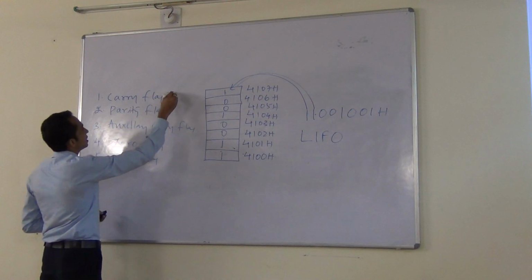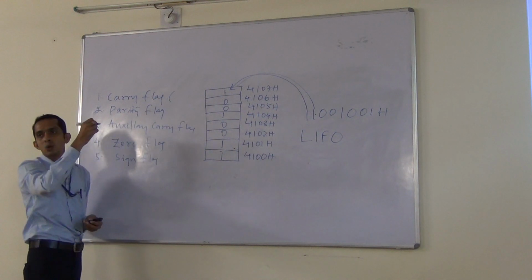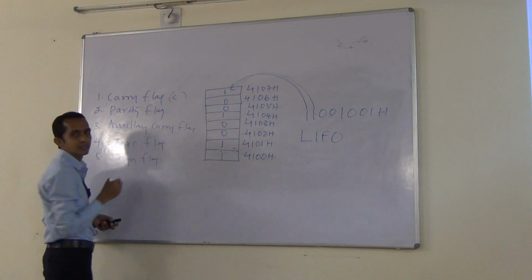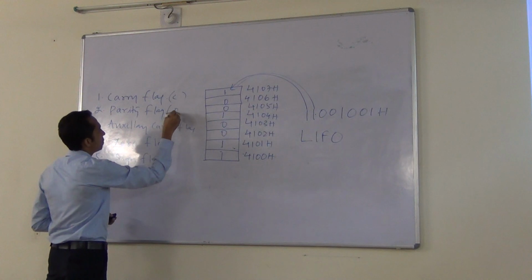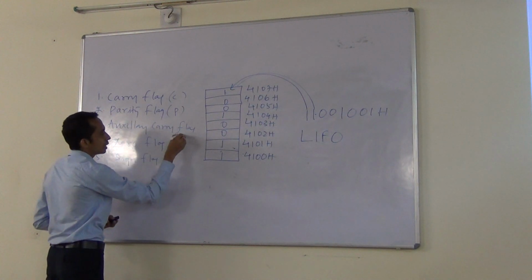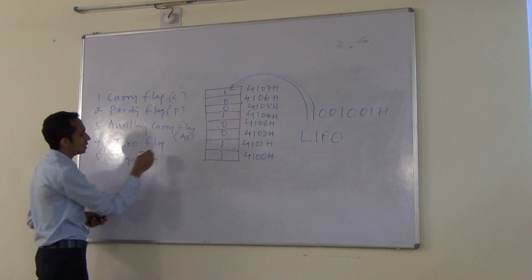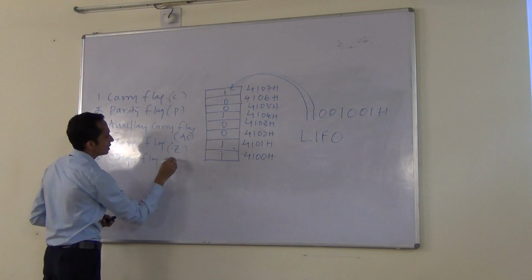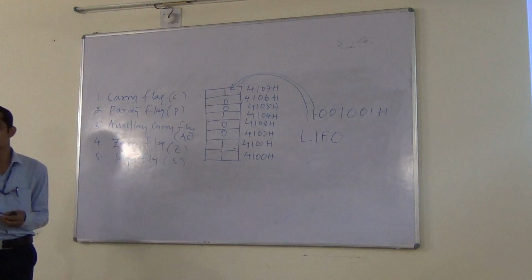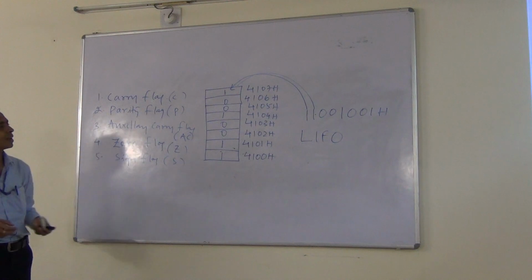So the carry flag is notated by C. The parity flag is notated by P. The auxiliary carry flag is notated by AC. This is the zero flag. This is the sign flag. These are the notations available. So what is the carry flag's utilization?